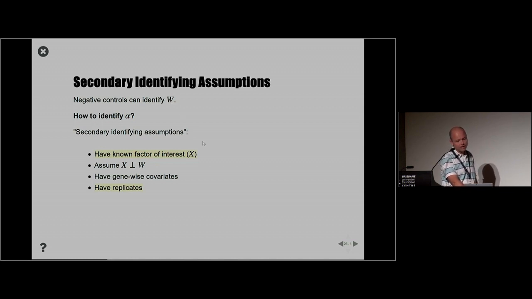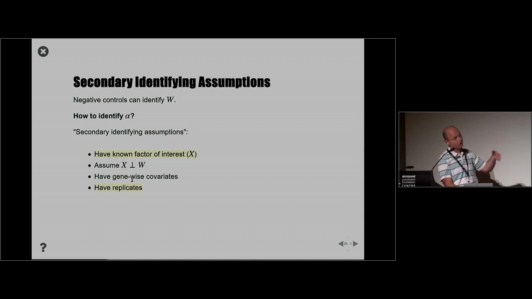In cases where you don't have a known factor of interest, other things that you can do is, in some situations it makes sense to assume that your unwanted factors and your factor of interest are independent. That is justifiable when the study design is particularly good. Another thing that you can use is if you have gene-wise covariates.